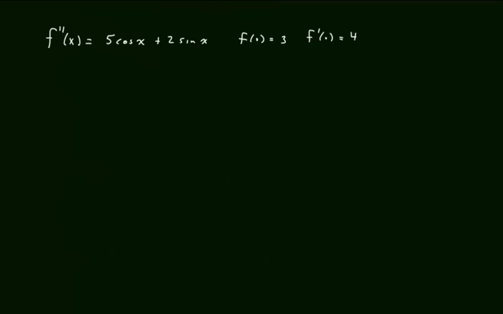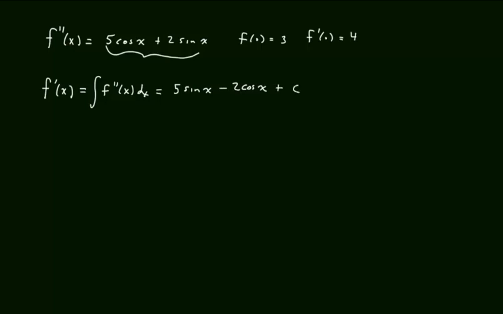This time I'm giving you a second derivative, f double prime of x, and ultimately I want to find f of x, solving for a couple of constants along the way. So the first thing I need to do is find f prime of x. So f prime of x is the antiderivative of f double prime of x. So I'll need to take this antiderivative. So that's going to give me 5 sine of x minus 2 cosine of x plus c.